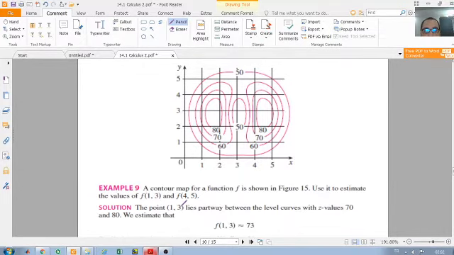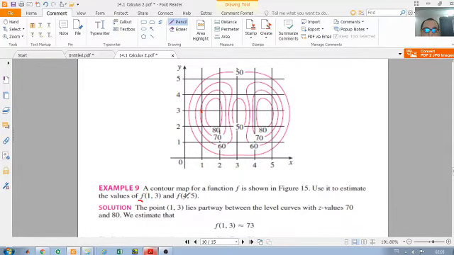So we can estimate some values of f by using this contour map. For example, f of 1, 3 can be found by finding the point (1, 3) here. When we look at the levels of this contour map, it is between 70 and 80. So this corresponds to a value between 70 and 80 for the image under f for this point. Since it is closer to the level curve 70 than to 80, we can write it is approximately equal to 73.